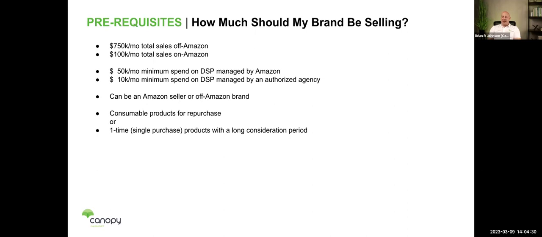Again, with DSP, you don't have to be a third-party seller on Amazon. You could actually just be a direct to consumer brand off of Amazon for that matter. Consumable products for repurchase are ideal specifically for the retargeting, for the periodic retargeting, whether it's like 60-day, 90-day, 365-day kind of retargeting to get them to purchase again and again.